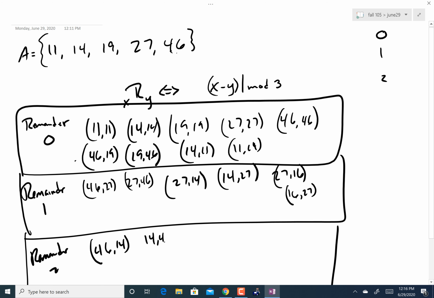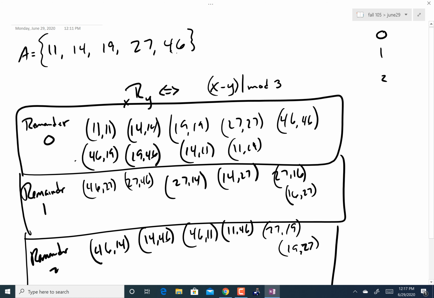14 and 46, of course, as well, okay? Let's see here. 46 and 11, that gives you 35. That also works. All right, let's go to 27. 27 and 19. Have we used that one yet? It's 8, so nope. 27 and 19. 19 and 27. Cool.